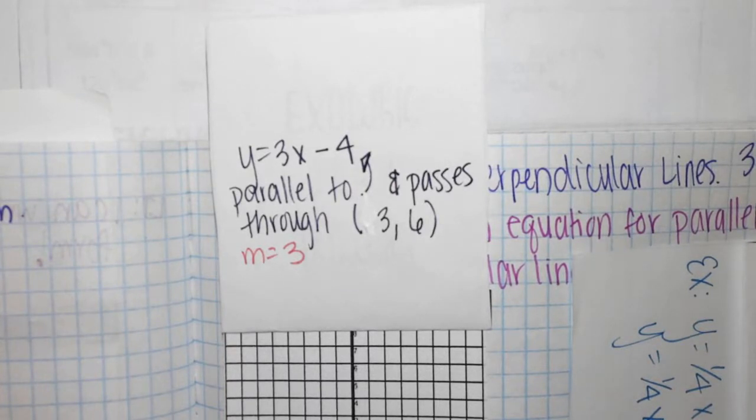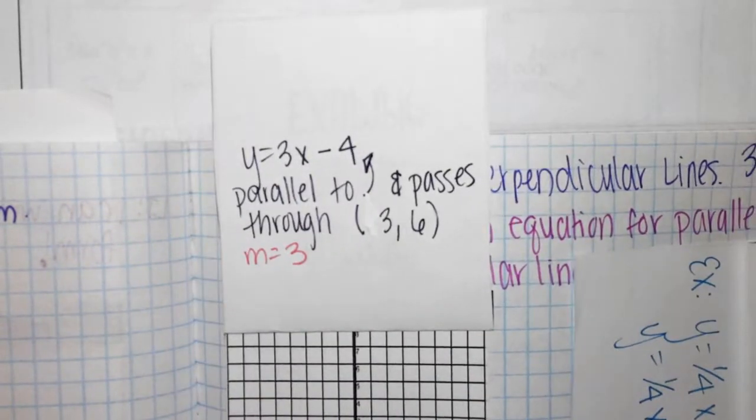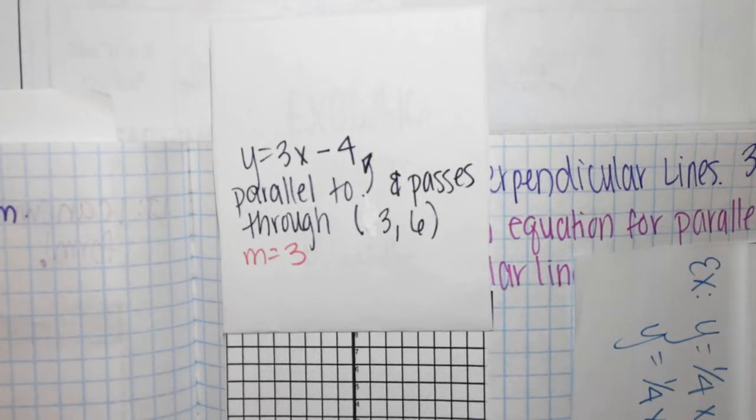Now, we know several different ways to write equations of a line. But this time we're given the slope and we're given a point. So what form uses a point and a slope? Point slope form. Take a point.